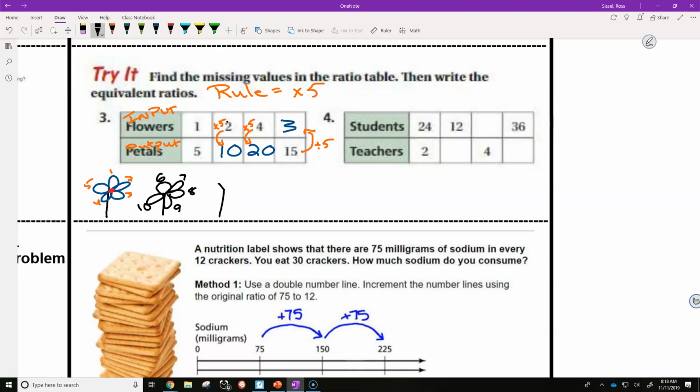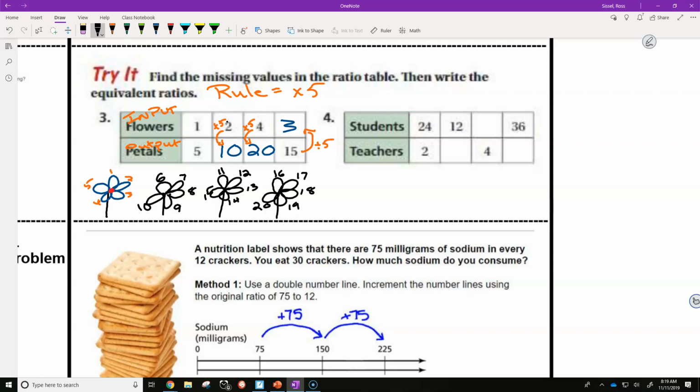4 flowers. Oh, 1, 2, 3, 4, 5. Okay, 11, 12, 13, 14, 15. I need 4 flowers. 1, 2, 3, 4, 5. 16, 17, 18, 19, 20. 4 flowers is 20 petals. Blank is 15. Oh, wait, look, I have 15. It's right there. 1, 2, 3 flowers. This is one that you could draw a picture.